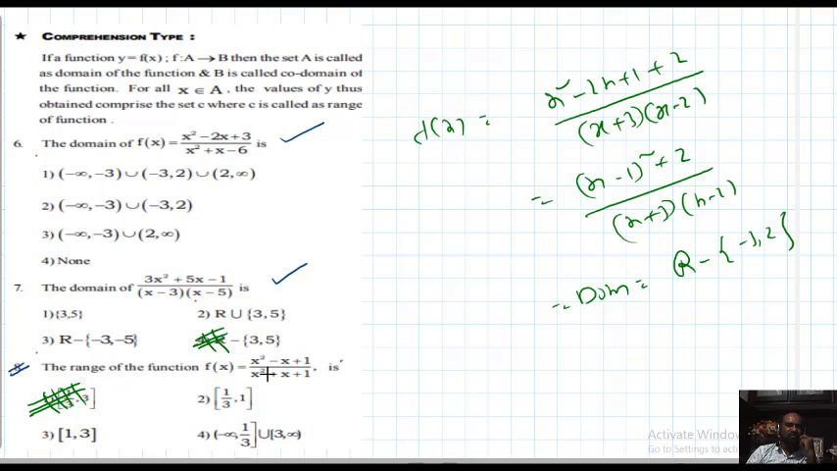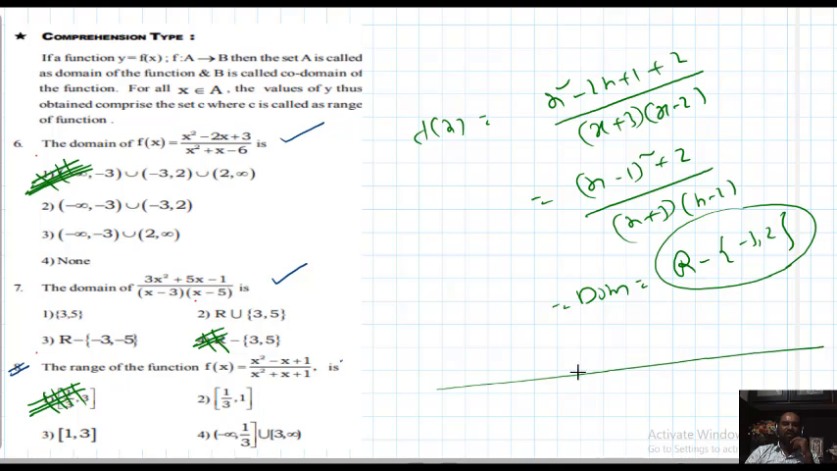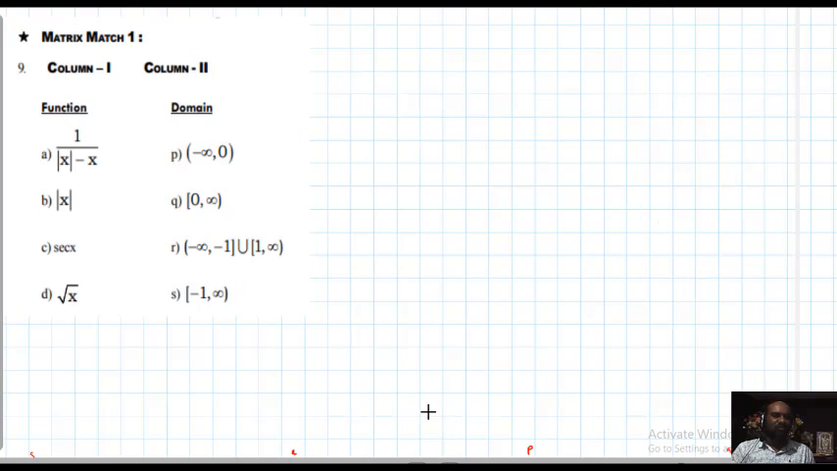Where is the question here? Domain. All the real numbers except minus 3 and 2. Okay, this is the correct one. Instead of writing this, they wrote all real numbers with minus 3 removed and 2 removed, which means the interval from here to here, union here to here, union here to here. Matrix matching.